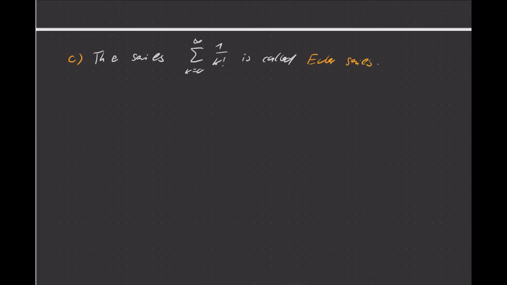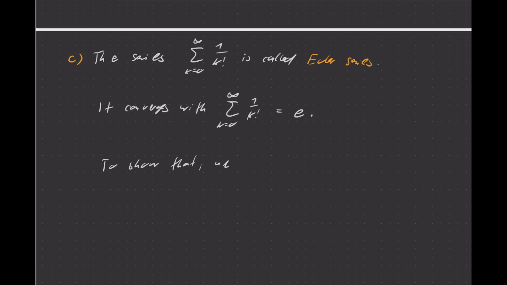And why is it called Euler series? Well, the reason for that is it converges. And it converges with a limit that we all know, and that is Euler's number. So the limit of that series is Euler's number. And in the following, I'd like to prove that this is actually the case by making two arguments.